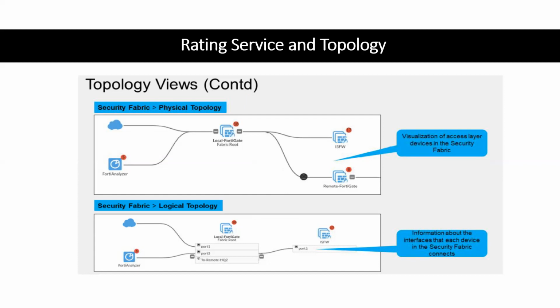You guys can know this for the exam, right? The physical topology is giving you a visualization of the access layer devices in the security fabric, and the logical topology is giving you information about the interfaces that each device in the security fabric connects to. Okay, so I want you guys to make sure you understand that.